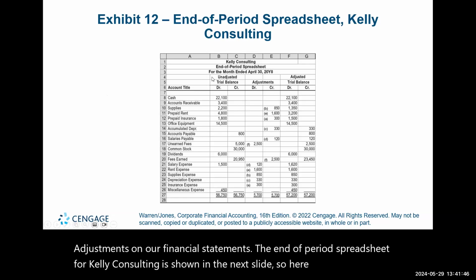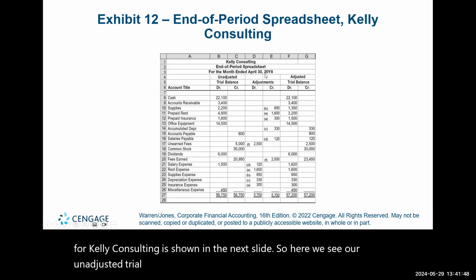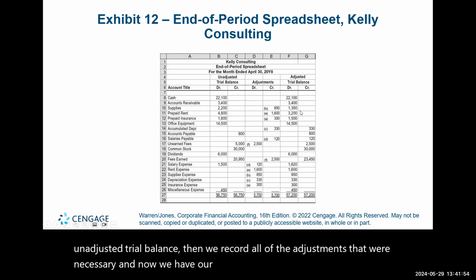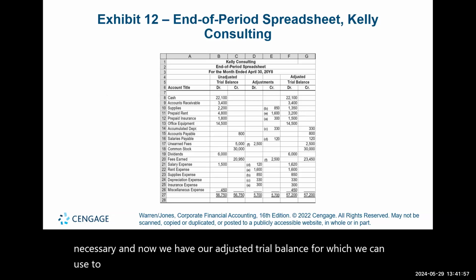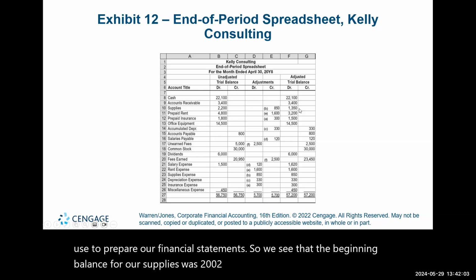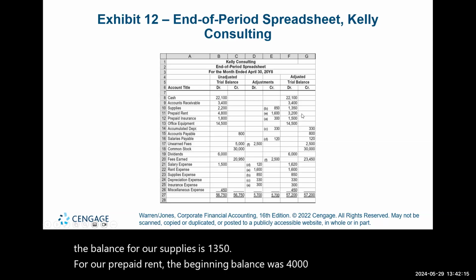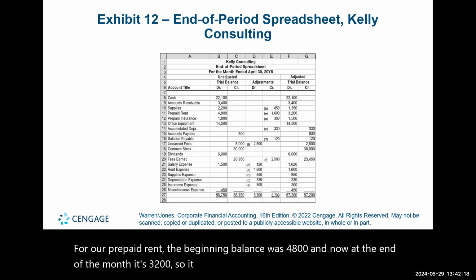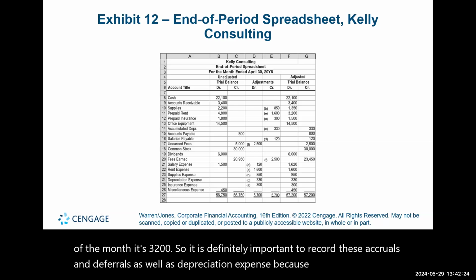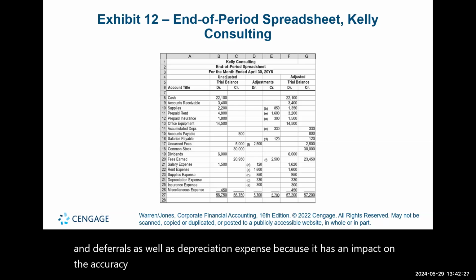So here we see our unadjusted trial balance. Then we record all of the adjustments that were necessary. And now we have our adjusted trial balance, which we can use to prepare our financial statements. We see that the beginning balance for our supplies was $2,200, and now on the adjusted trial balance, the balance for our supplies is $1,350. For our prepaid rent, the beginning balance was $4,800, and now at the end of the month, it's $3,200. So it is definitely important to record these accruals and deferrals as well as depreciation expense because it has an impact on the accuracy of the financial statements.